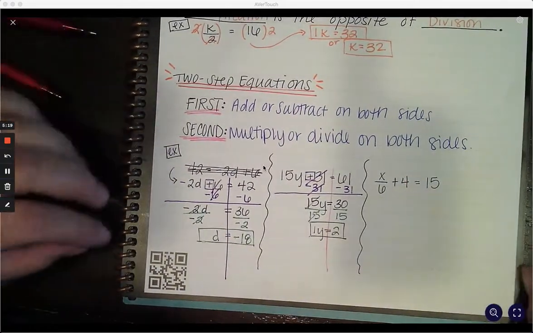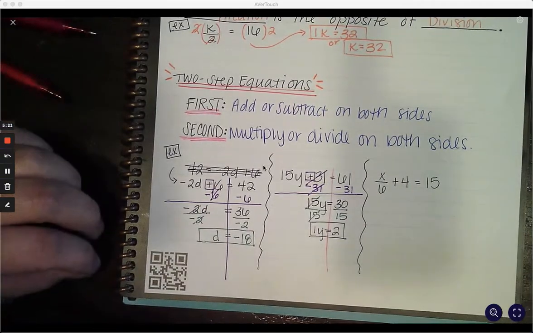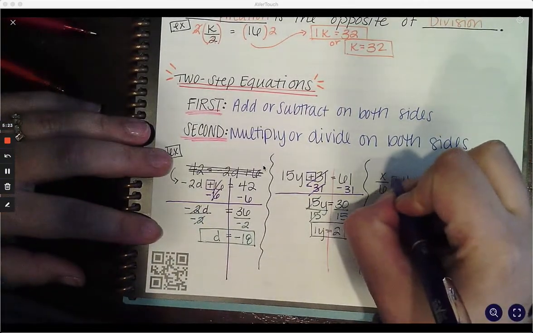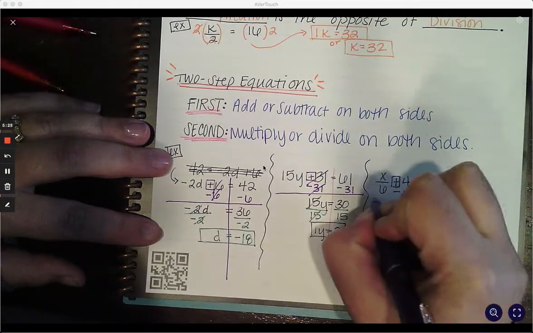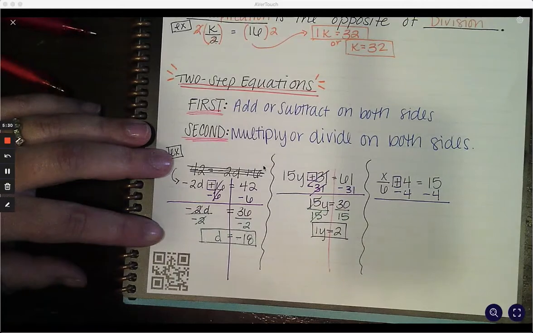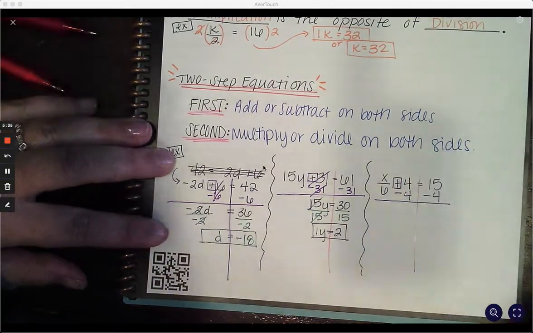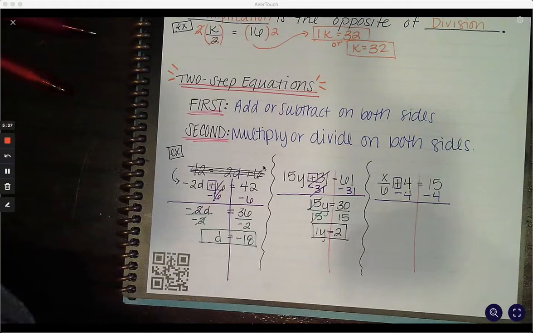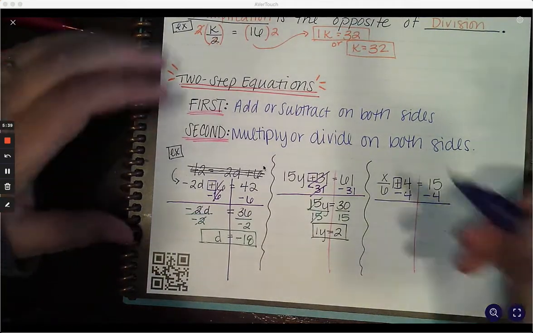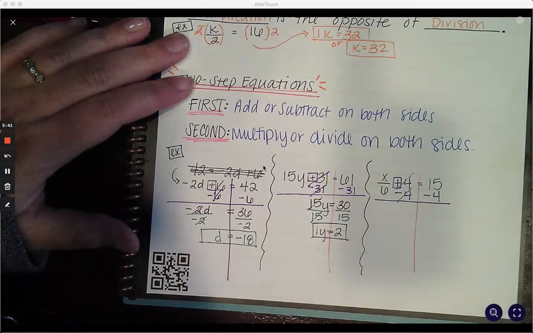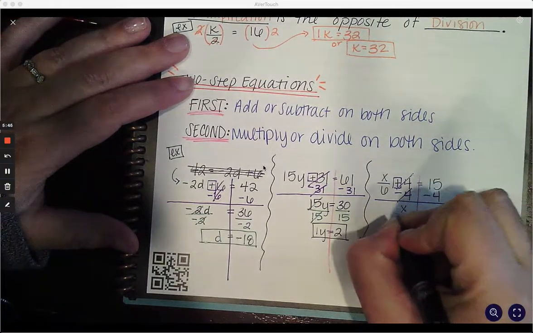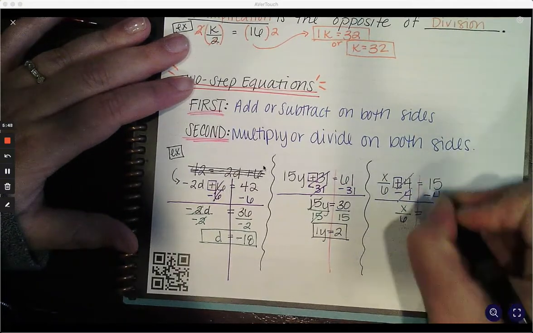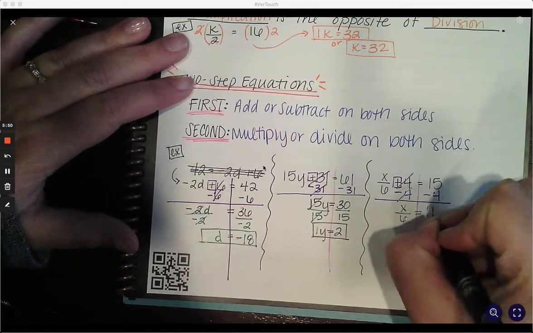Last example for two-step equations. I see plus, so we subtract. Let's put our line there. We know where our equal sign is, so we know what sides of the equation we're working on. Okay, these are going to zero out for us. So I have x over 6 equals 15 minus 4, which is 11.